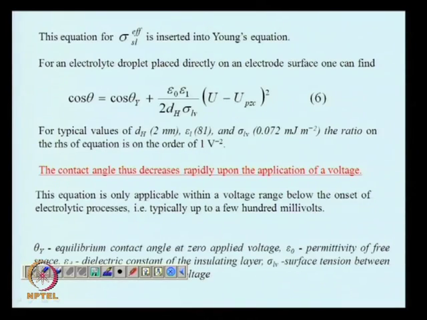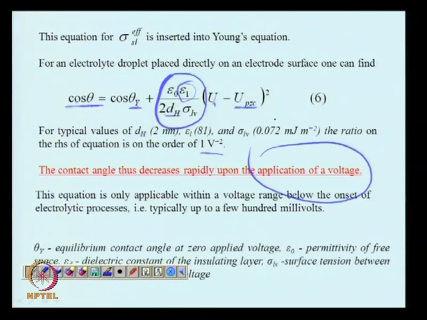So, this equation now can be inserted into Young's equation, where cos theta, theta being the contact angle at any given voltage, can be related to the equilibrium contact angle, and in terms of system parameters such as the property epsilon 1, dH, sigma LV, the surface tension at the liquid vapor interface, U, the applied voltage, and PZC, as I mentioned, the potential at zero charge. If you take typical values of dH, epsilon and sigma LV, let us say for water, this entire ratio on the right hand side is of the order of 10 to the power minus 2 per volt. Now, you can see that with application of voltage, this increases rapidly. So, the contact angle would increase rapidly upon application of a small voltage.